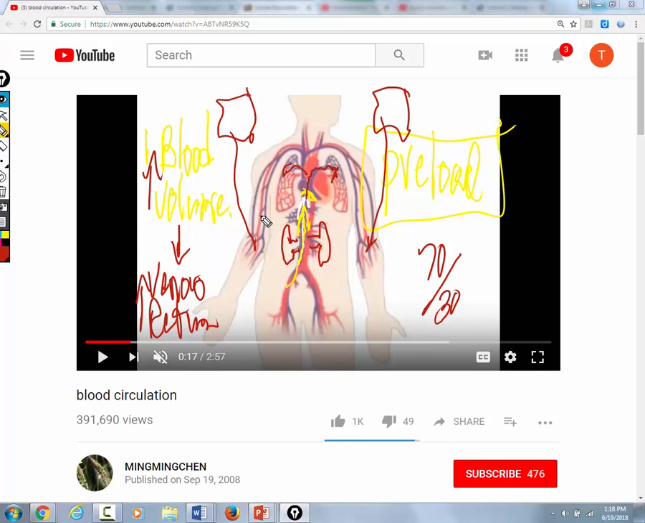Watch. Kelsey's drinking some water, supposedly, in her little fuchsia-colored water bottle. If you drink water, in about 15, 20 minutes, because you've increased your blood volume, what is she going to have to do? She's got to go pee.